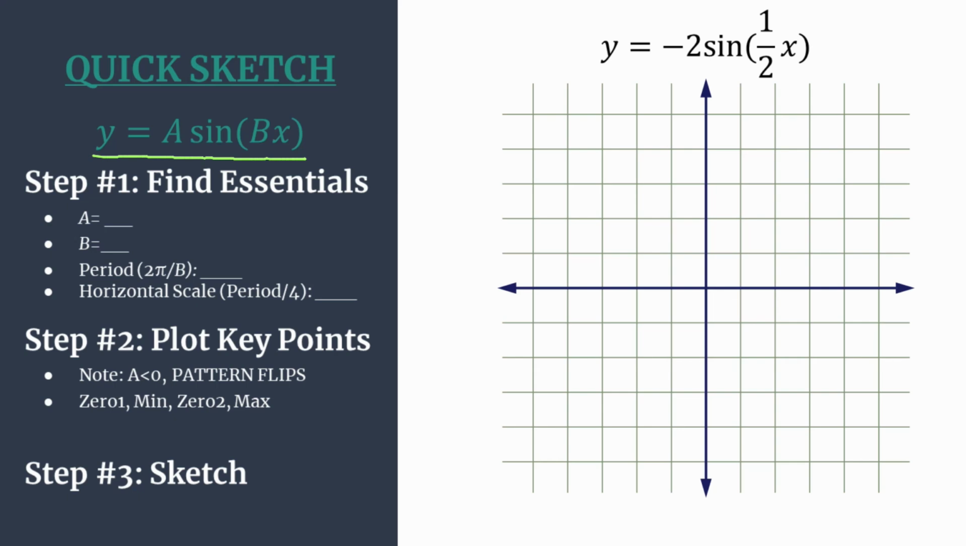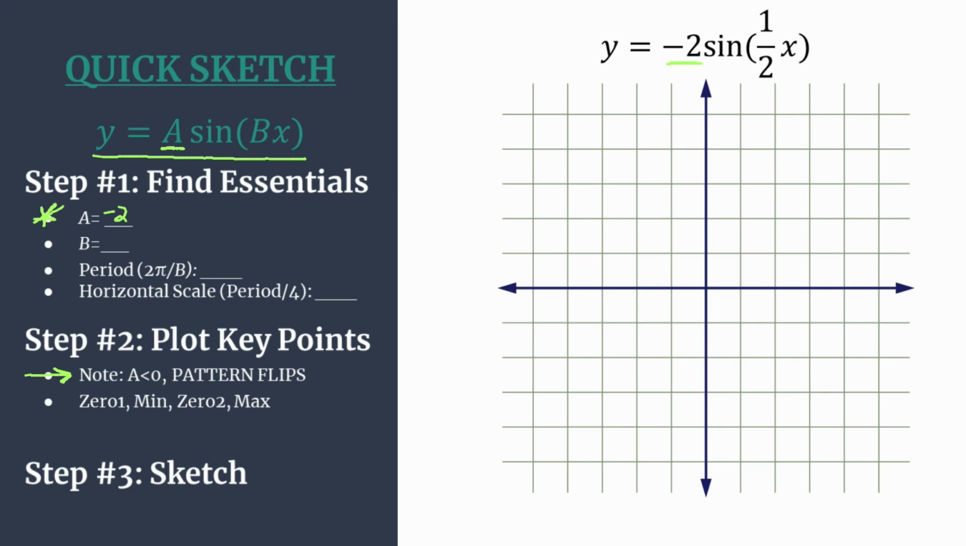steps that we'll follow. So in step 1, we'll find our essentials, starting with a, which you see is just the leading coefficient. So our value for a is -2. Anytime that value is negative, I put a star, because I'm going to make a note that I'm using the flipped sine pattern because we have that vertical reflection. That's what that negative out front means. Okay, so we'll come back to that in step 2.